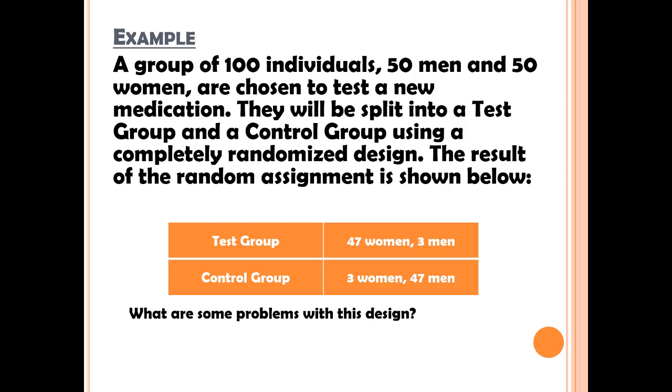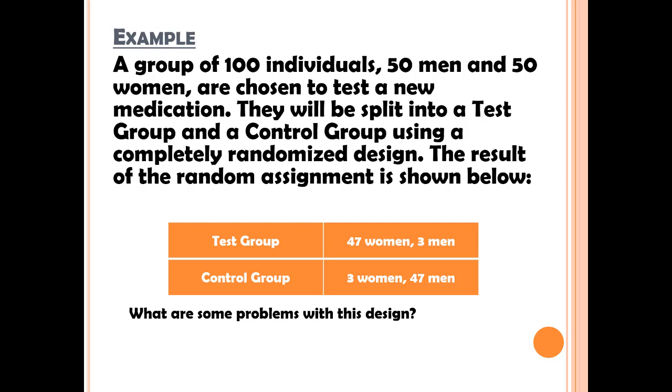So what might be some problems with that design? Well, if you're testing a new drug, and that drug interacts differently with estrogen than it does with testosterone, this could be an issue, because women have much higher levels of estrogen than men do. Men do have some estrogen in their bodies, but not at the levels that women have. So if the drug interacts in a certain way with high levels of estrogen, then it's going to act differently on women than it does on men. In the same way, if it reacts with high levels of testosterone, then it's going to react differently with men than it does with women.